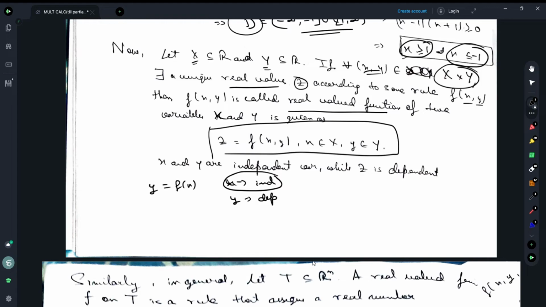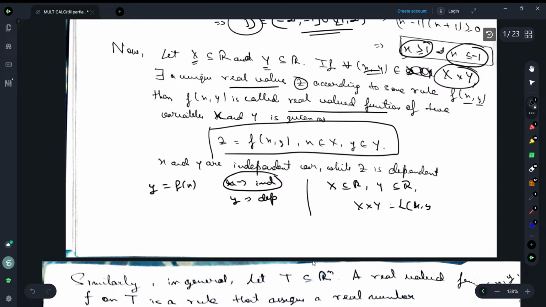What a multivariable function is: you take a real set X and you take a real set Y. You form its Cartesian product, that is the set of all ordered pairs (x, y), where small x is an element of capital X and small y is an element of capital Y. Is it clear? Now you take a mapping from X cross Y to some set, let's say Z.